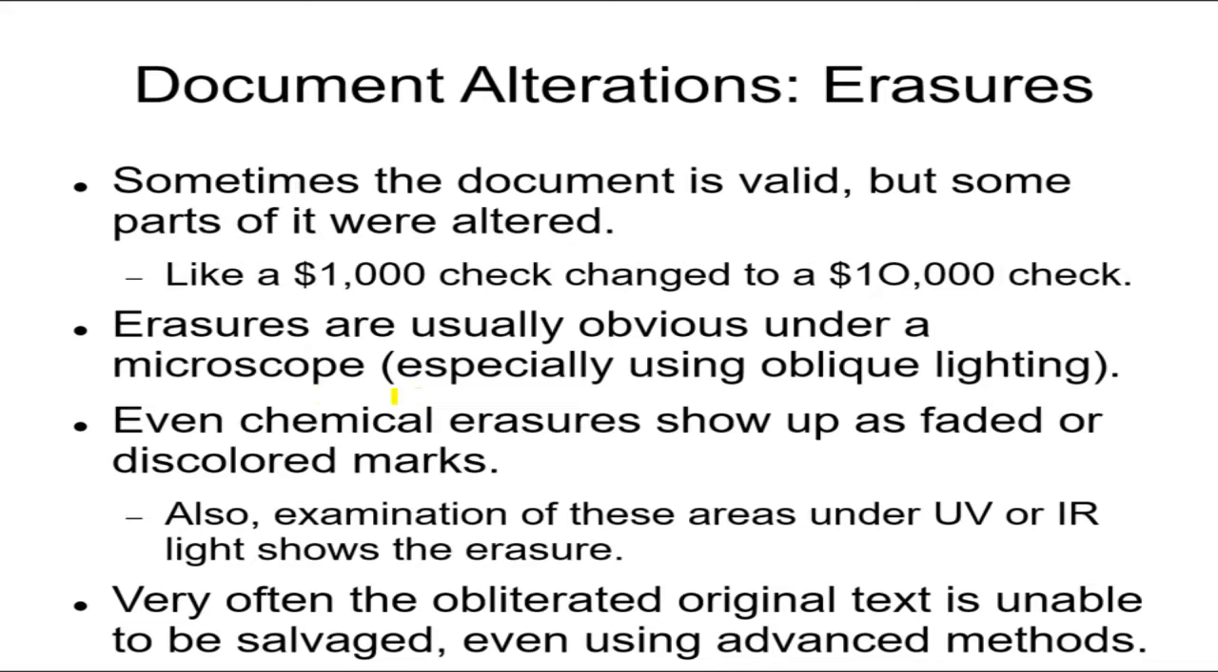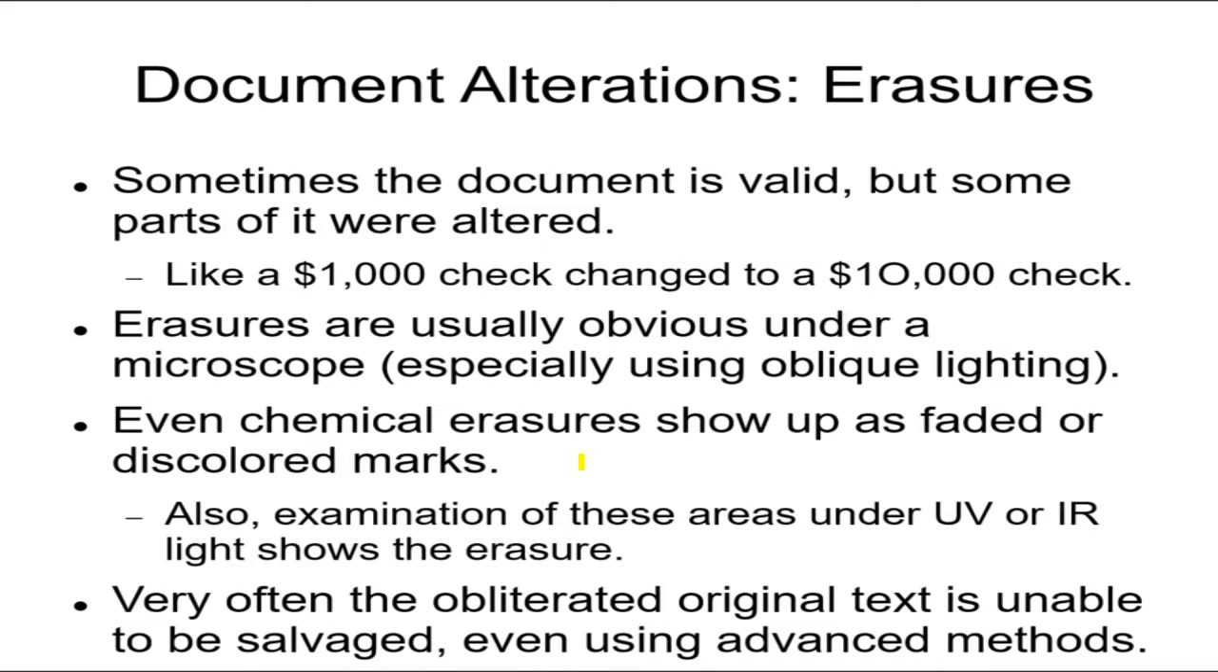Usually these are obvious under a microscope, especially lighted from the sides. You can usually tell where the erasure marks are, where the original writing was, because when you shine a light from the side, little indentations produce shadows that are noticeable. So that's oblique lighting, when you shine the light from an unusual angle, usually from the side. This will produce shadows where the original indentations of the original writing were, or we can see where the erasures were put on the paper by the shadows that come from oblique lighting. So under a microscope, you can usually find these erasures.